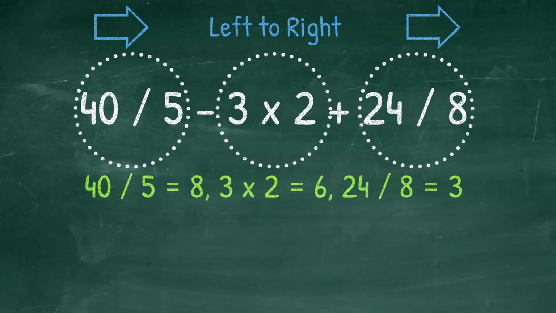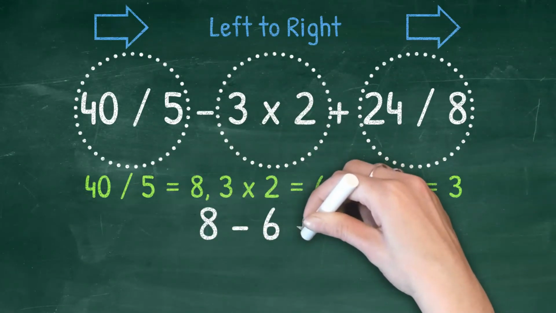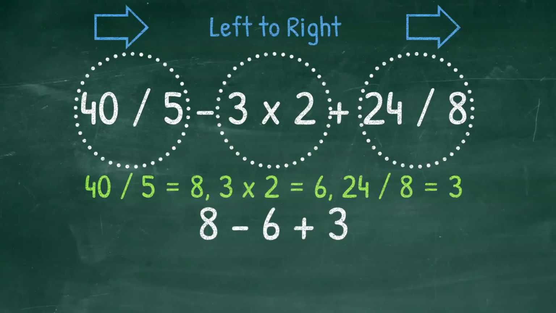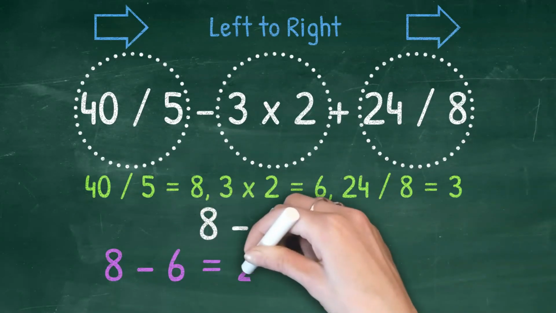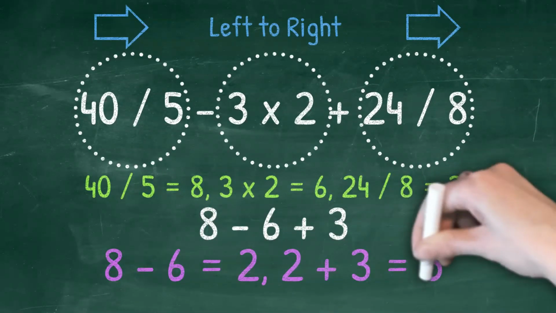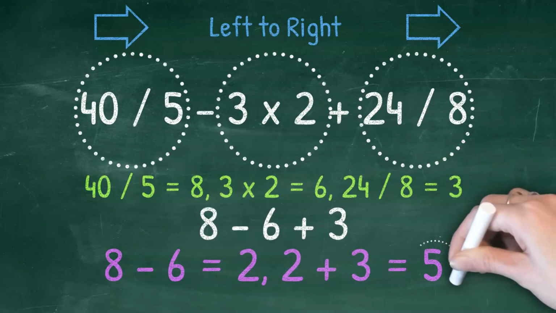Going into our addition and subtraction step, we're left with 8 minus 6 plus 3. We're on the last step, and we'll complete the remaining operations from left to right, just like we did with our previous step. 8 minus 6 is 2, and 2 plus 3 is 5. 5 is our final answer.